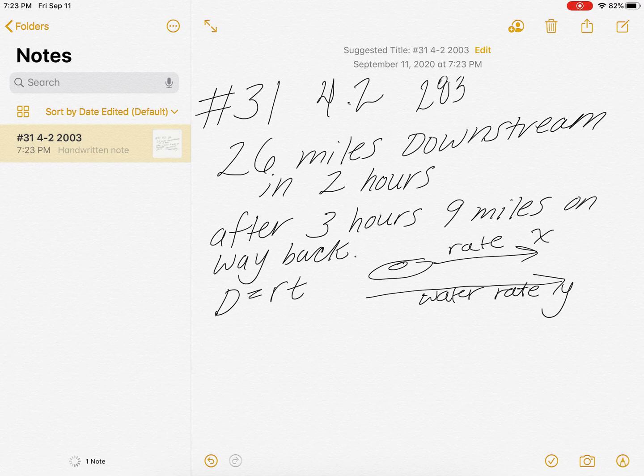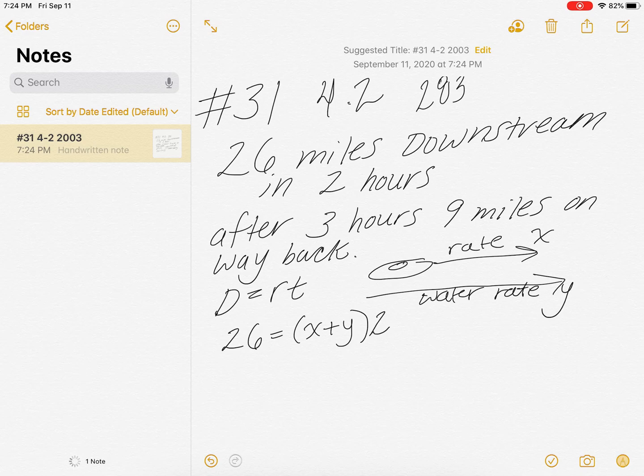So when we set up our distance on the way downstream, our distance was 26, which is equal to our rate. Now, on the way downstream, the water is pushing us, so we're going faster. Not only do we have the rate of our boat, but plus we're going a little bit faster because we have the rate of the water working with us since we're going downstream. So our distance, rate, and time problem has two elements involved. And then our time was 2 hours.